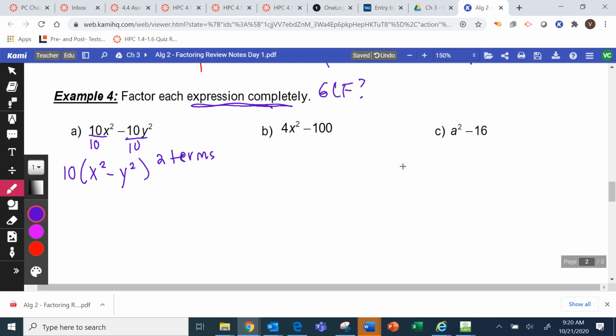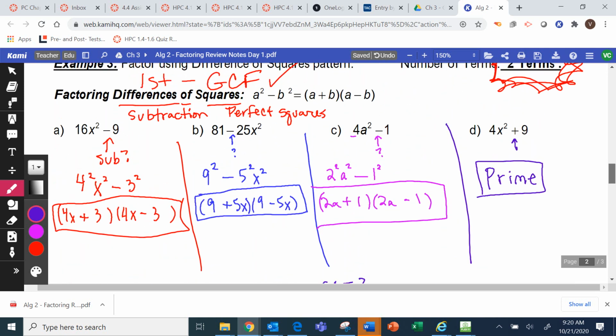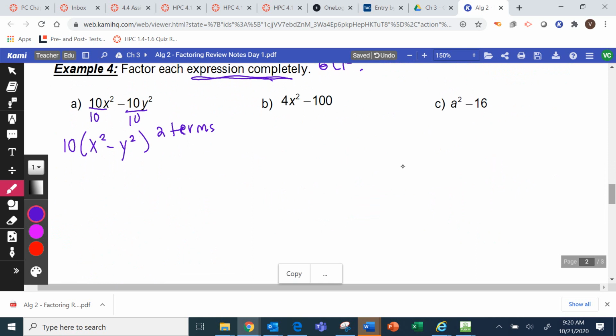And anytime we need to factor something with 2 terms, we look at our notes. Anything with 2 terms, we are trying to see if they are perfect squares, difference of squares. If it's 2 terms, that's where we go. So x squared minus y squared, is it subtraction? Do we have perfect squares? So what we do is we bring down the 10. We do 2 parentheses, 1 plus, 1 minus, and we do the square roots. We do the x and the y, and we do the x and the y.